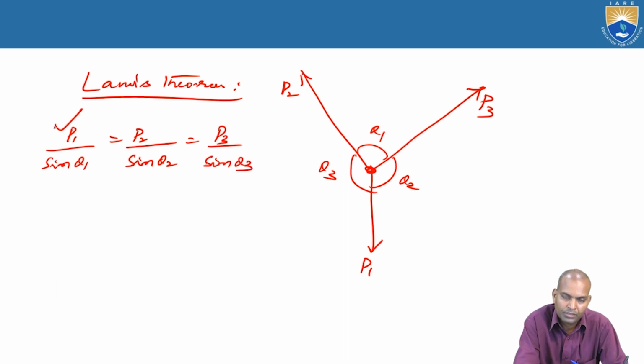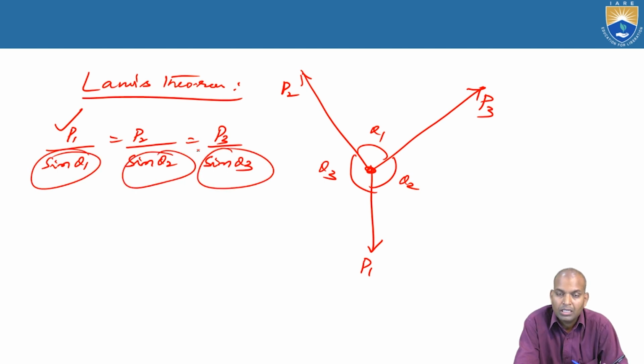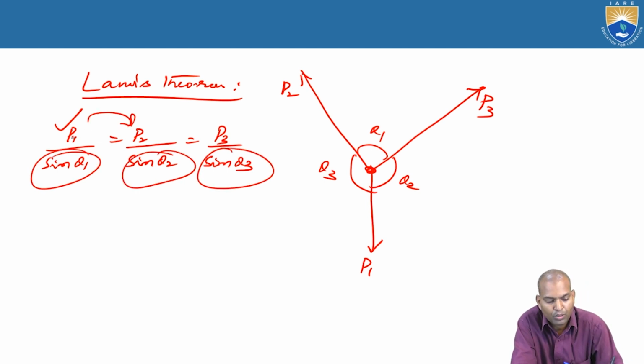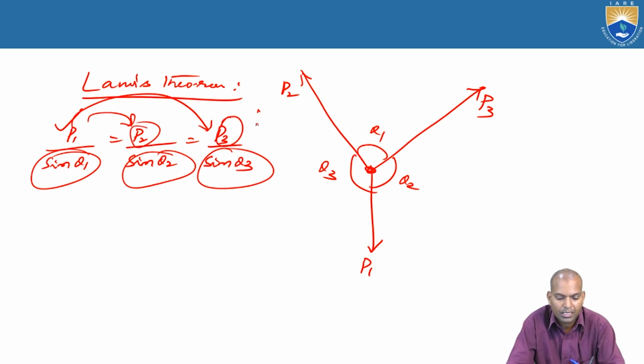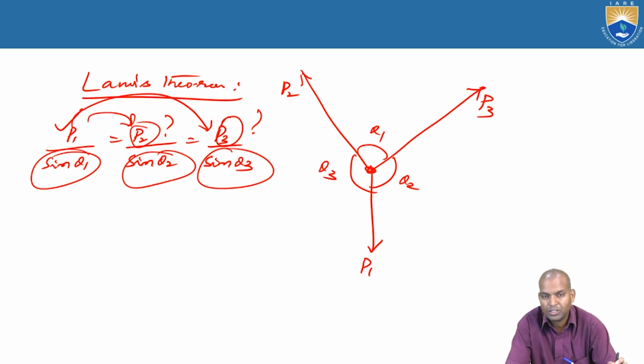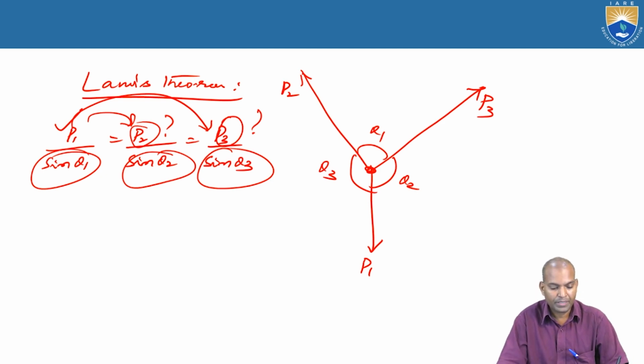If we know any one force, say P1, and the three angles are known, then by equating P1 by sin theta 1 to P2 by sin theta 2, and P1 by sin theta 1 to P3 by sin theta 3, the unknowns P2 and P3 can be calculated. This theorem is known as Lami's theorem. Lami's theorem is applicable only for a 3-force system. Now coming to the topic of equilibrium conditions.